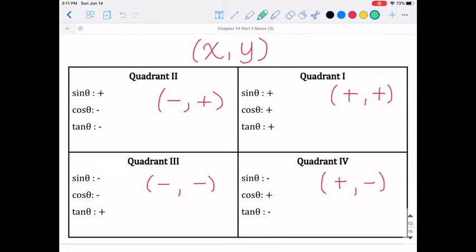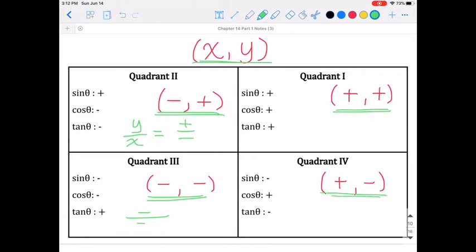So if we're looking at our point x comma y, in quadrant 1, x and y are both positive, which makes our sine positive, cosine positive, and tangent positive. In quadrant 2, we have negative x and a positive y, which makes sine positive, cosine negative, and tangent, again, is y over x, so that makes it positive over negative, which makes tangent negative. In our third quadrant, our point is negative, negative, so sine is negative, cosine is negative, tangent is going to be negative divided by negative, which makes it positive.